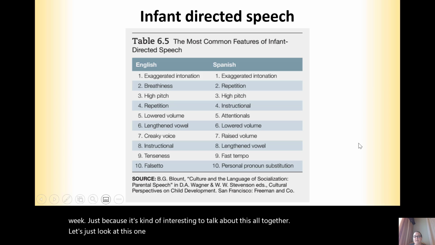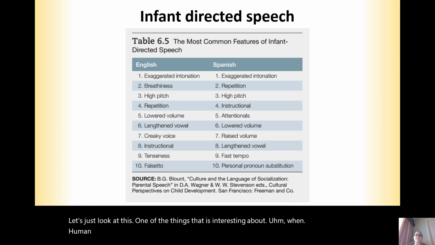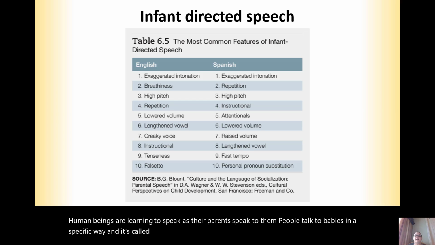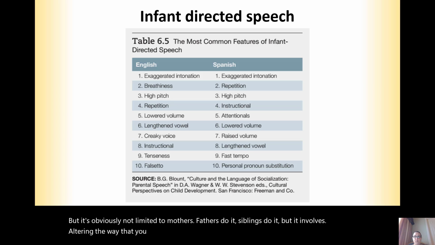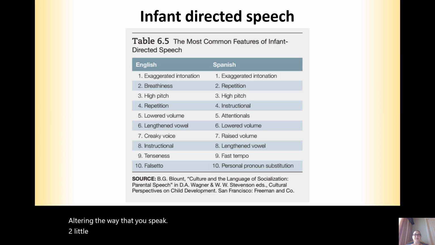One of the things that is interesting about when human beings are learning to speak is their parents speak to them. People talk to babies in a specific way, and it's called infant directed speech, sometimes called motherese. But it's obviously not limited to mothers. Fathers do it, siblings do it. But it involves altering the way that you speak to little babies. And you can feel yourself doing it. It's like, oh, your voice gets higher.